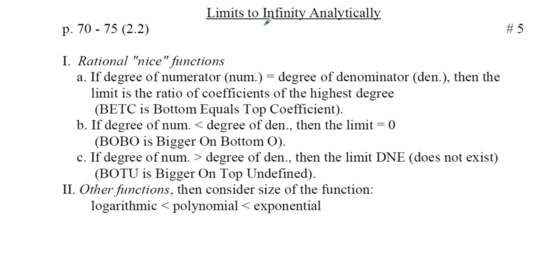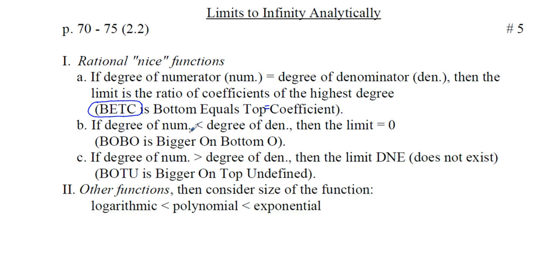Okay, here it is, limits to infinity analytically, and here we have the concepts. A, if the degree of the denominator equals the degree of the numerator, and we're talking about polynomial functions on the numerator and denominator, then the limit is the ratio of coefficients of the highest degree or highest power, and that's called BETC. So it means bottom equals top, use coefficient. And that's going to be maybe the most common of them all.